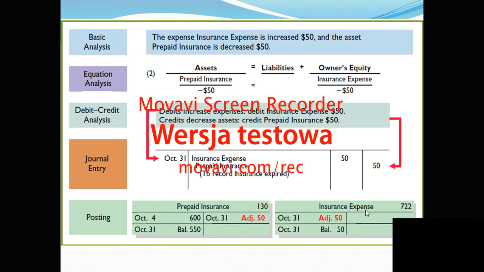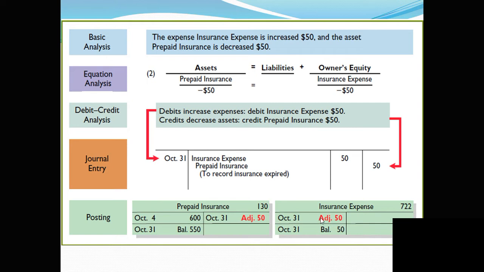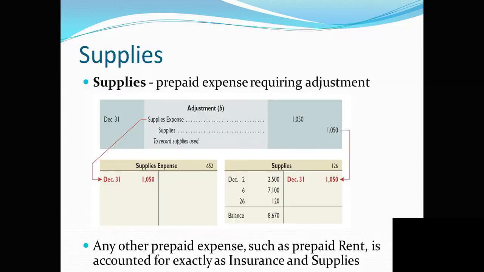And insurance expense is an expense account. So when we have an expense, we debit it. That's why we debited it here and we credit it here. Okay, let's move on.